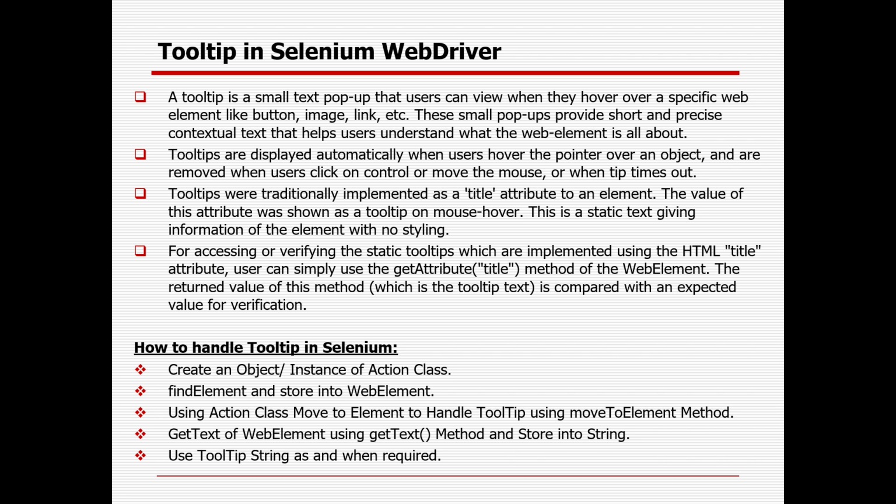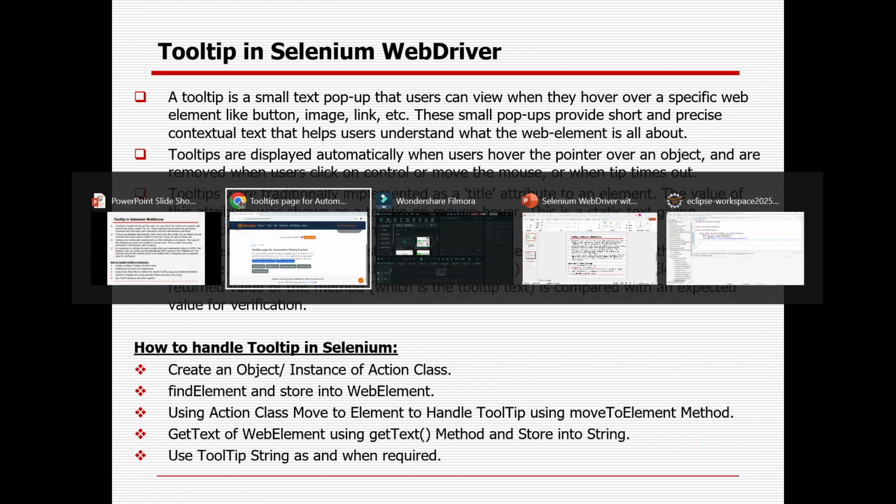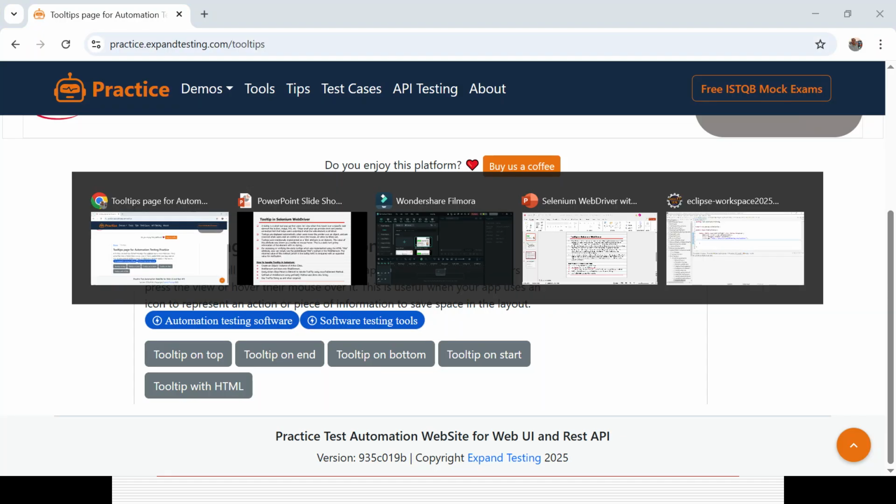This is the static text giving information of the element with no styling. For accessing or verifying the static tooltips which are implemented using the HTML title attribute, user can simply use the getAttribute title method. Get attribute, and here you can pass the title as an attribute of the element. The return value of the method, which is the tooltip text, is compared with an expected value for the verification. So this is the one approach. Now let's see the implementation with the title part. Another approach we will be doing later.